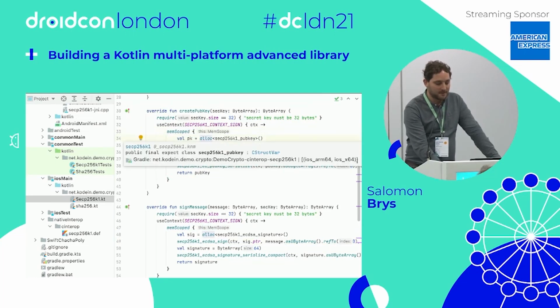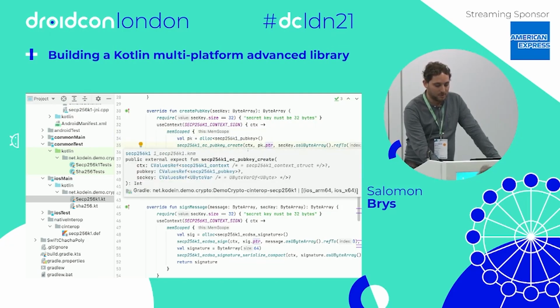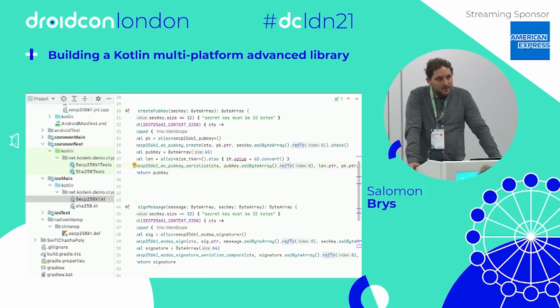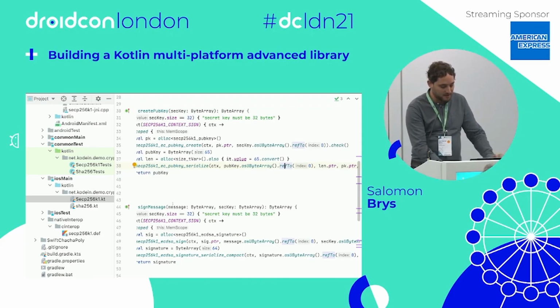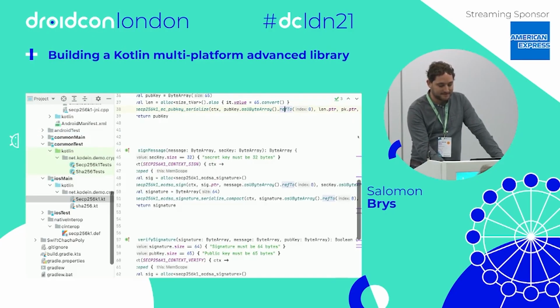If you need to allocate something, you can call alloc, you can use memScope, you can get the pointer, you can pin or use refTo to pin a byte array. It's basically the same API that you're used to when you're using iOS API in Kotlin, but you added a bunch of functions with C-interop. So it's way easier to use Kotlin native C-interop than it is to use JNI. And as you can see, the SecP256K1 test that I've shown you earlier also passes in iOS.